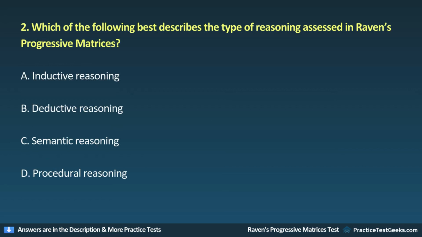2. Which of the following best describes the type of reasoning assessed in Raven's Progressive Matrices? A. Inductive reasoning. B. Deductive reasoning. C. Semantic reasoning. D. Procedural reasoning.